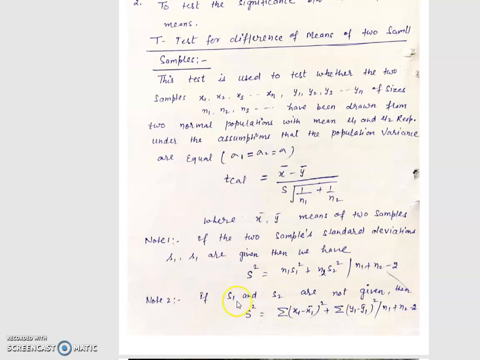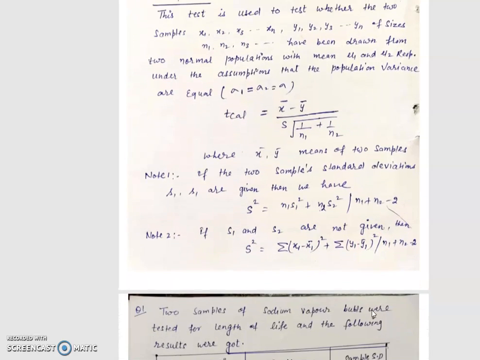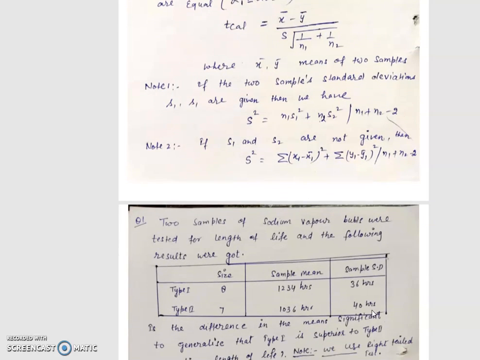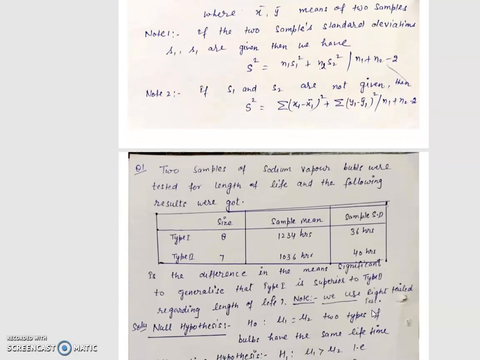And if s1 and s2 are not given, then we can apply this formula: S square equals sigma (x1 minus x1 bar) whole square plus sigma (y1 minus y bar) whole square upon n1 plus n2 minus 2. And degree of freedom we can apply here, n1 plus n2 minus 2 at 5% level. Now, based on this formula we have one numerical.